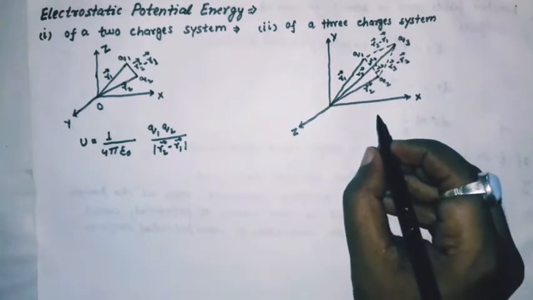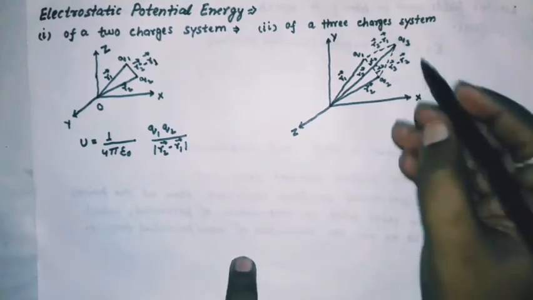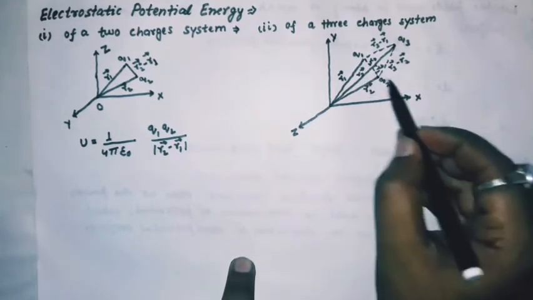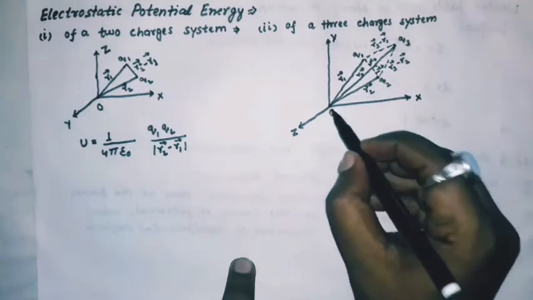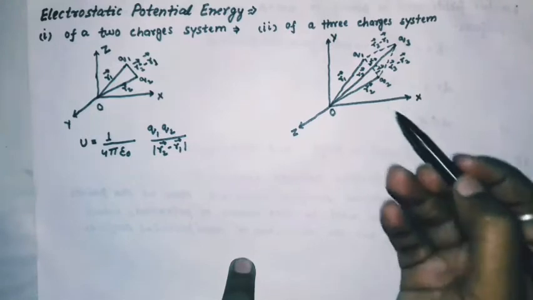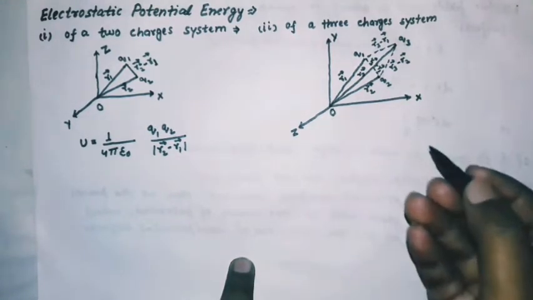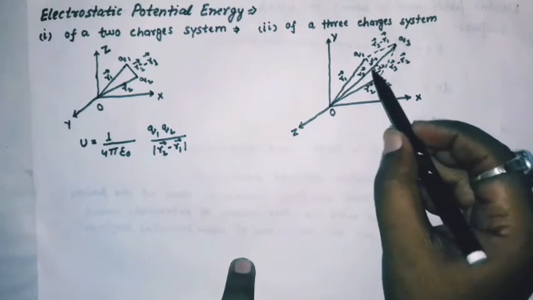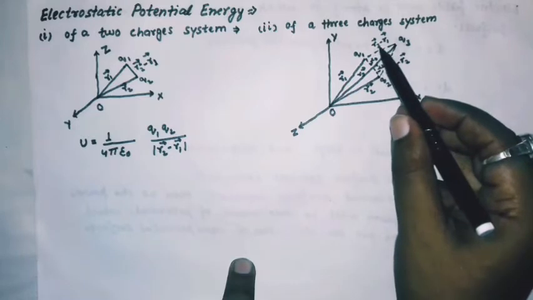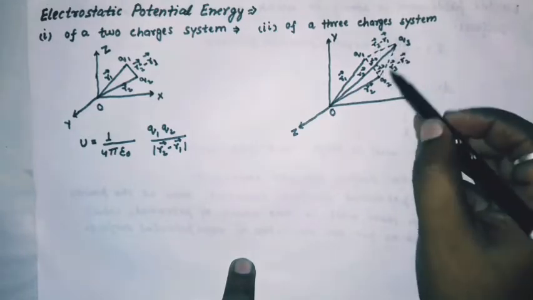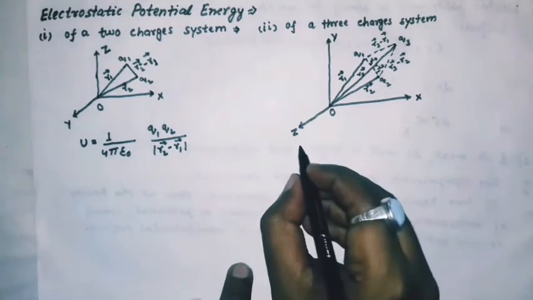If there is a three charges system, suppose here are three charges q1, q2 and q3 positioned at position vectors r1, r2 and r3. So the resultant vector between q1 and q2 is r2 minus r1, q3 and q1 is r3 minus r1, and q3 and q2 is r3 minus r2. So let us find out the potential energy in this case.